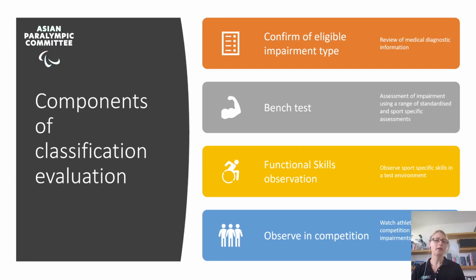Following this, we'll give them their starting class that they'll start in a competition, and then we'll observe them in their competition to see what happens to them in a game where they're playing for longer, where they're under greater pressure, to really start to see what are the limitations of that athlete, and does what we're seeing on court fit with everything that we assessed in the earlier parts? So that's the process of classification.